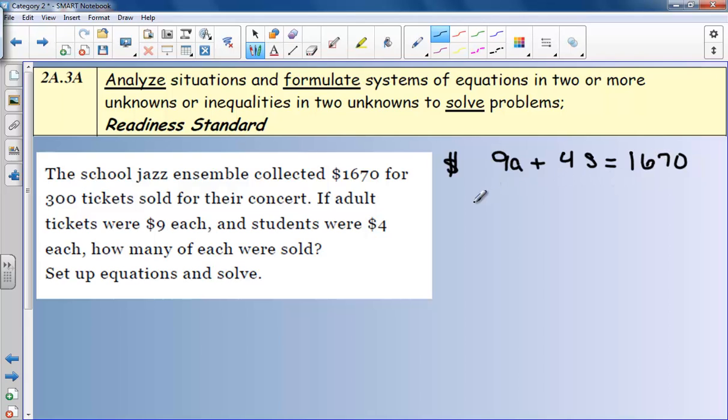In that sentence, everything I wrote out is dollars. My second sentence is going to be about how many were sold. So I have some number of adult tickets plus some number of student tickets. Altogether they were 300. I don't know exactly how many of each. So then it's setting up the equations, and now we're solving.